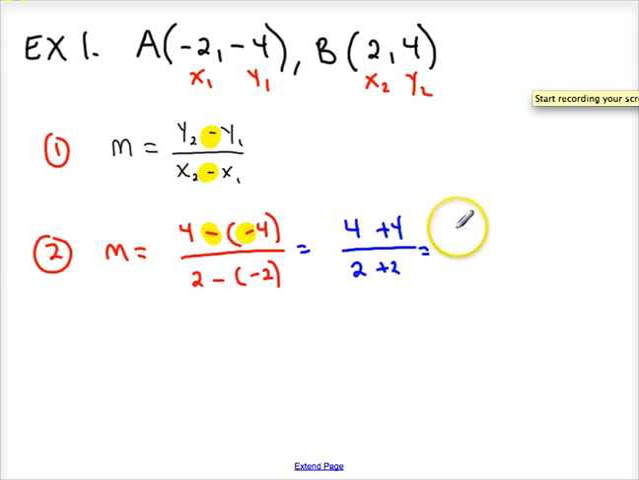Solving this, 4 plus 4, we have 8. 2 plus 2, we have 4. 8 over 4, or 8 divided by 4, is 2. So my slope equals 2.